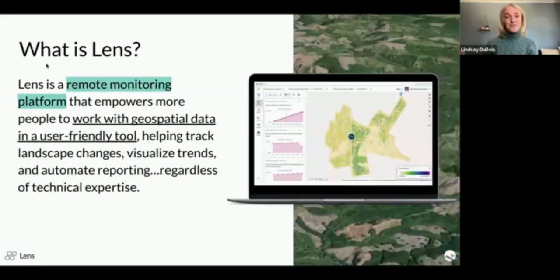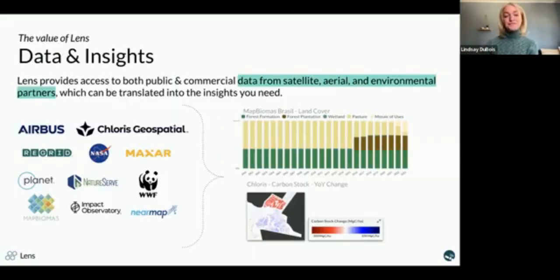And so we developed Lens, which is our remote monitoring platform. And what we're really trying to do is empower more people to be able to work with geospatial data within a user-friendly tool. So it's designed to help track changes, visualize trends. There's automated reporting features, to make it easier to share these insights with key stakeholders, and do all of this regardless of your own technical expertise. So we have many GIS folks that are users of Lens and find value in speeding up their work. But on the other hand, we have a lot of folks who might be habitat biologists and doing in-field work that are able to use Lens.